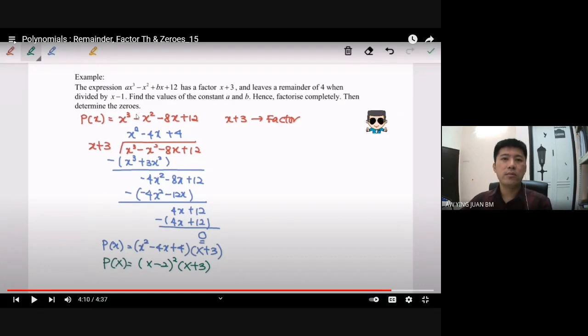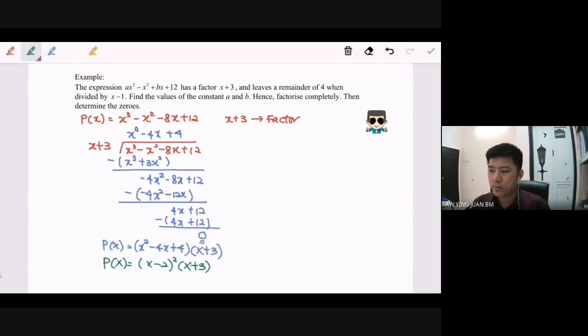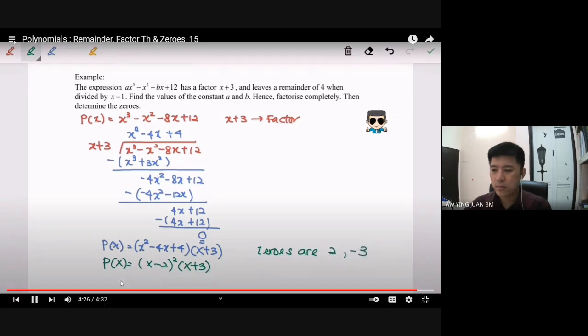Determine the zeros. Determine the zeros. So, you ada berapa zeros? Ada 2 saja. Okay, sebab ada satu yang berulang. Third part is asking us to determine the zeros. So, in here, zeros are 2 and negative 3. So, here we are. Okay, so zeros you adalah 2 and negative 3.